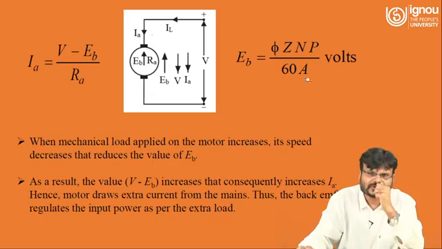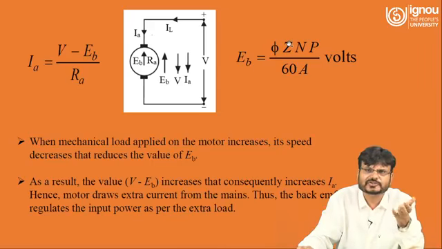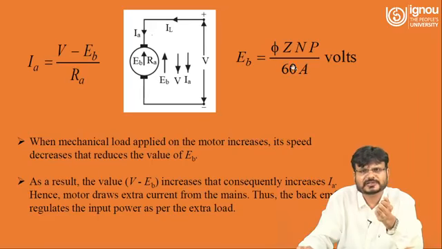So here you can notice that Z is fixed. Once the motor is designed, you cannot change the number of armature conductors. You cannot change the poles. You cannot change the parallel paths once the winding is designed. So you can say Eb is directly proportional to the speed of the motor. So when the mechanical load applied on the motor increases, its speed decreases, which reduces the value of the EMF.